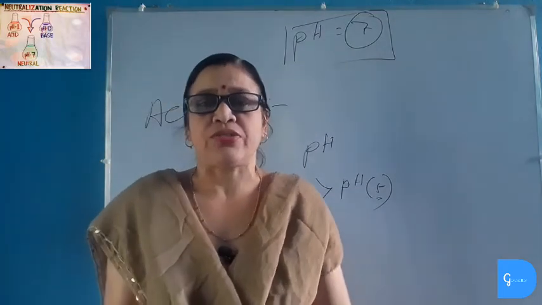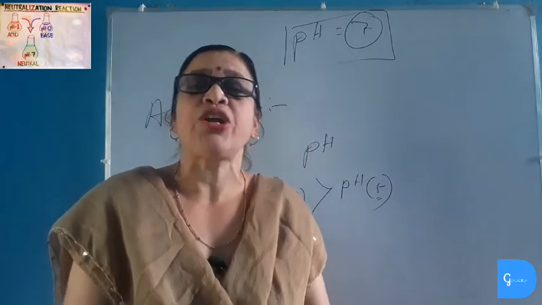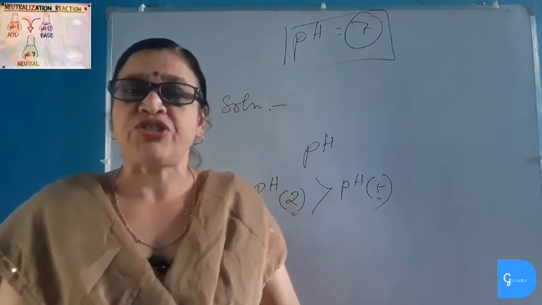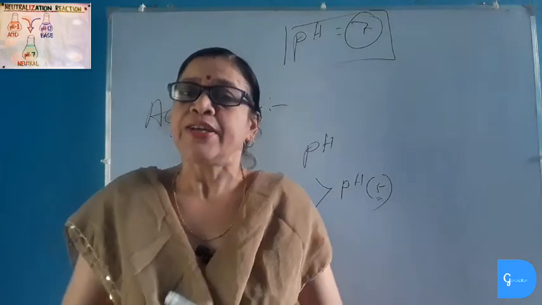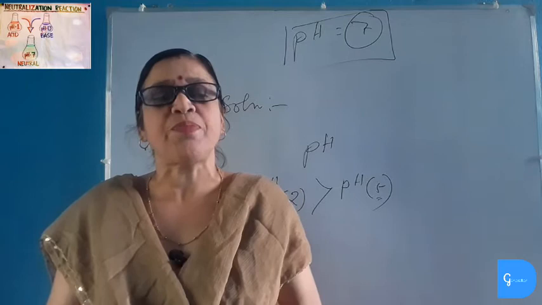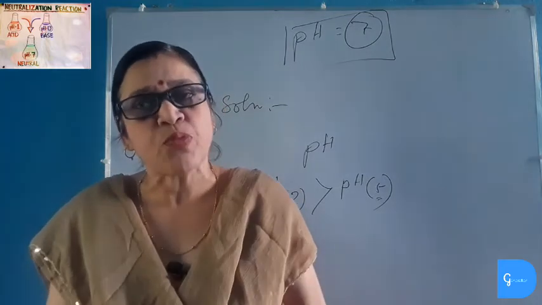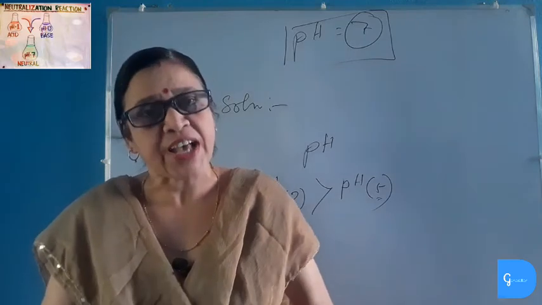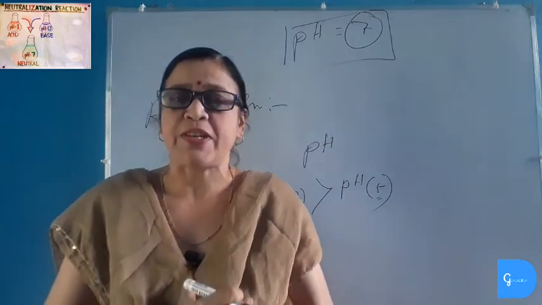Now basic solutions. Basic solutions are those solutions which have pH value more than 7. So if a solution is having pH value 8, then we can say that it is a basic solution. Here we must also remember that if pH value is more, then that solution is more basic, and if pH value is less, then that solution is less basic.